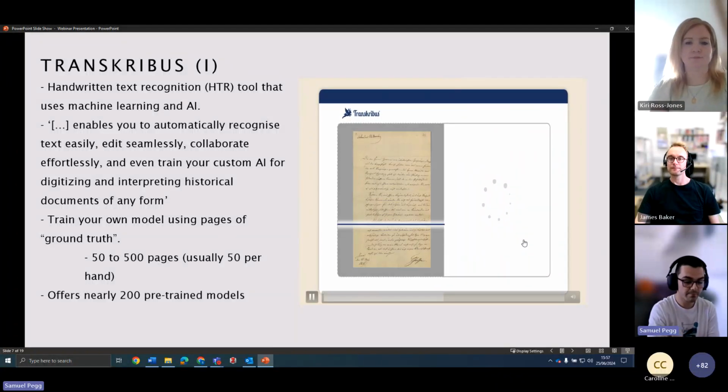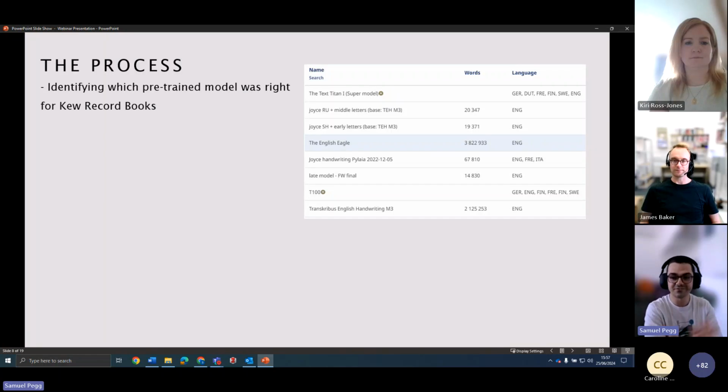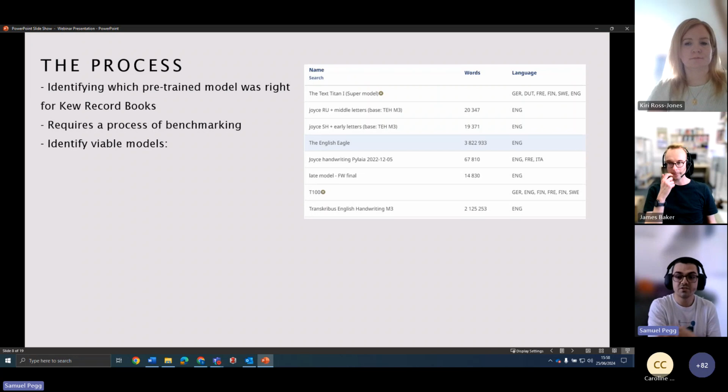So in benchmarking Transkribus, there was a process. Luckily, when I started as a research assistant, I had access to 400 pages of ground truth that already existed, thanks to the Travelling Plants project. And so the process of identifying the best model to use became the focus. To do this required a process of benchmarking, comparing the manual transcription that came from the Travelling Plants project with the character accuracy of Transkribus. But to do this, we first needed to whittle down the models we had access to, so that I could use my time more effectively.